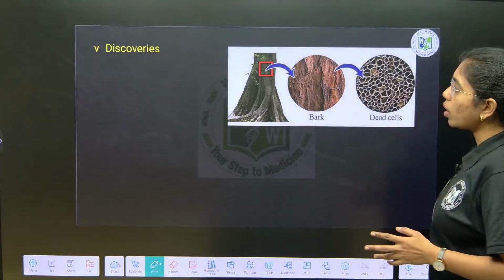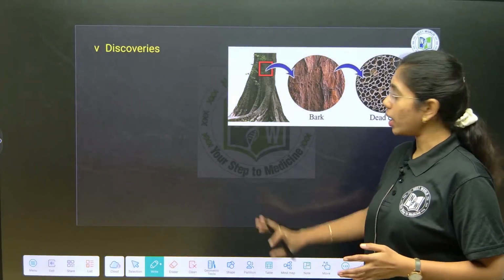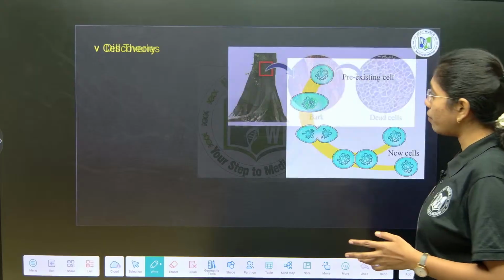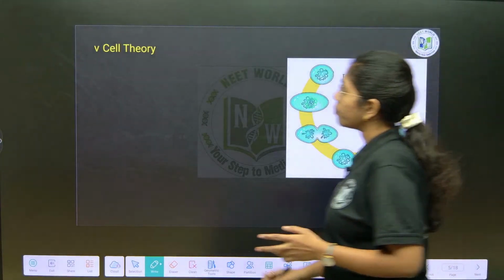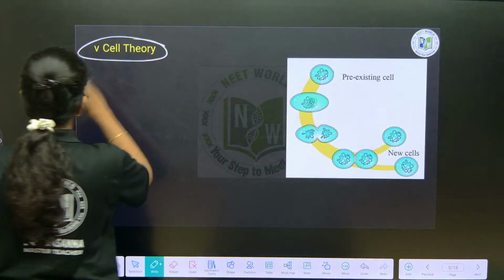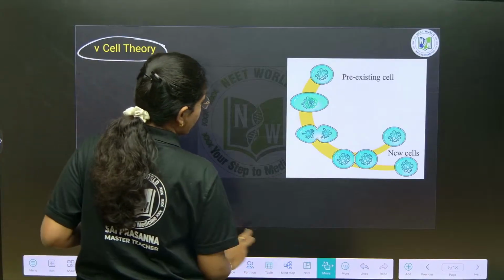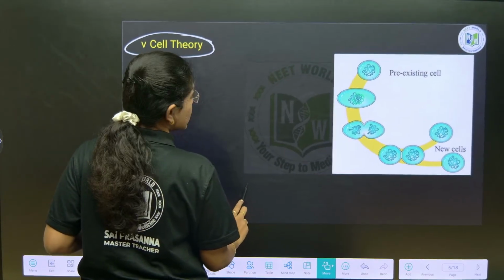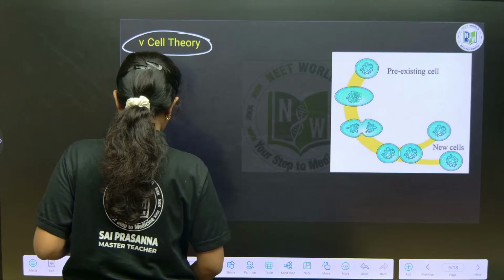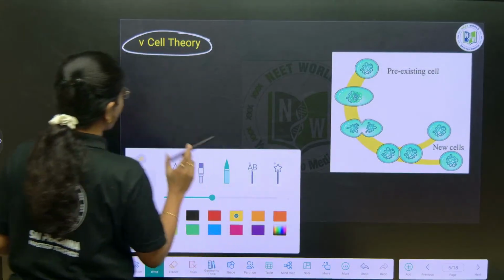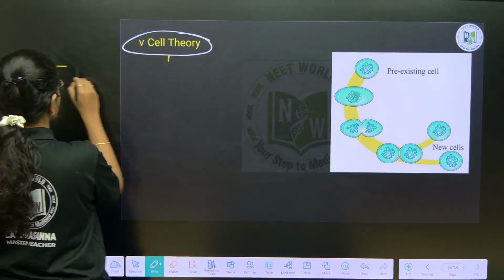Now, we will move on to cell theory. Cell discoveries are done. Who gave us cell theory? Cell theory is proposed by two major scientists. One is a German botanist and the other is a British zoologist.